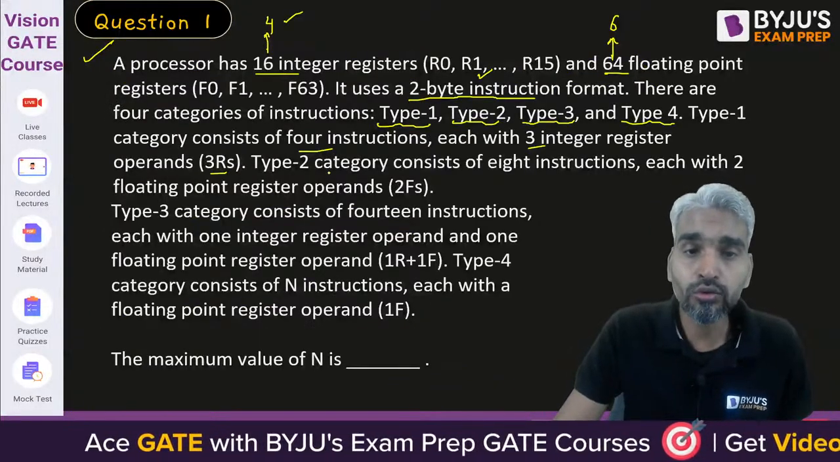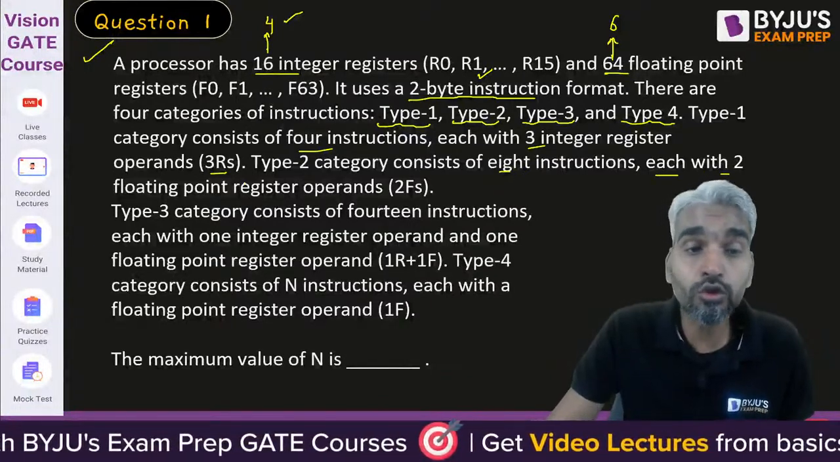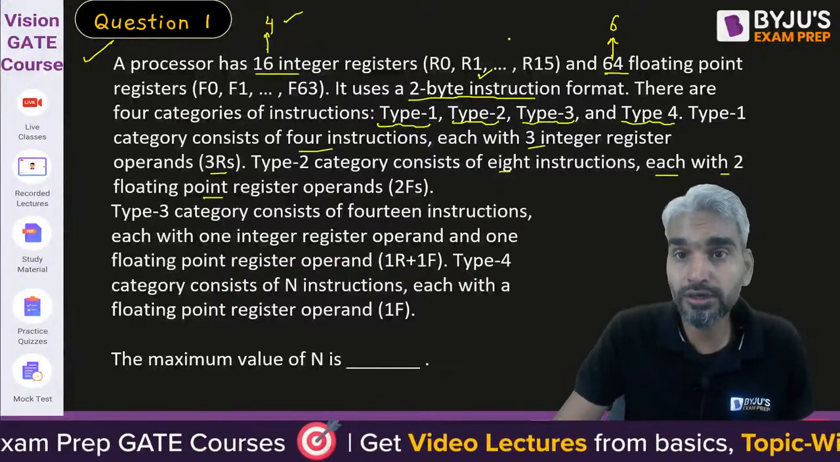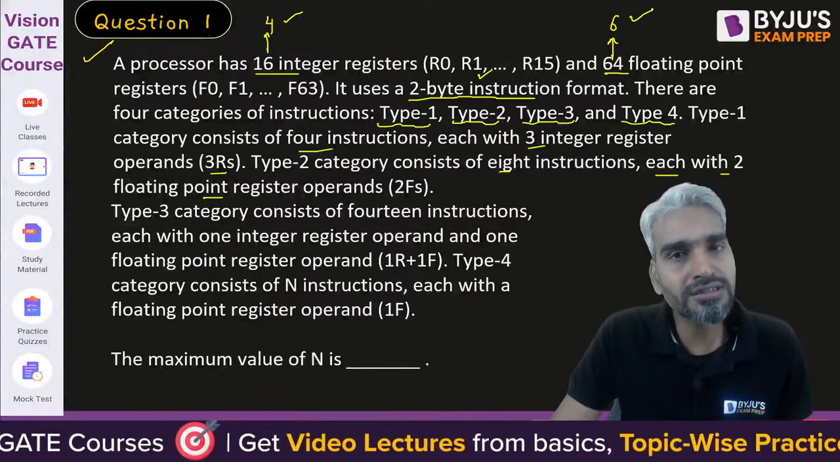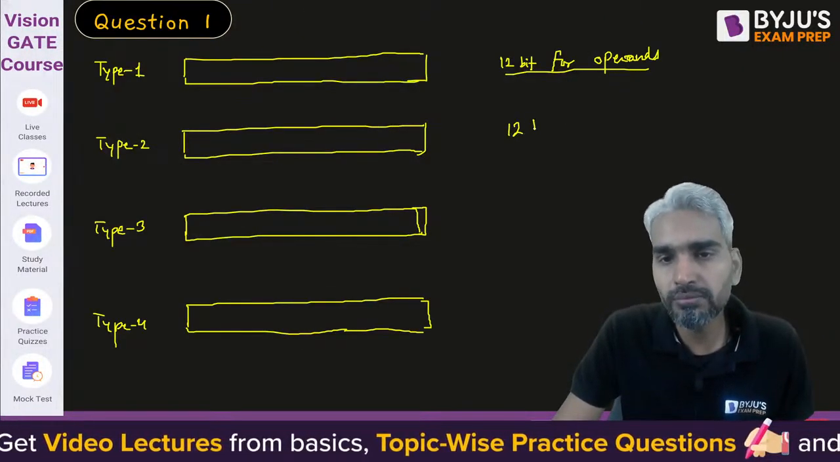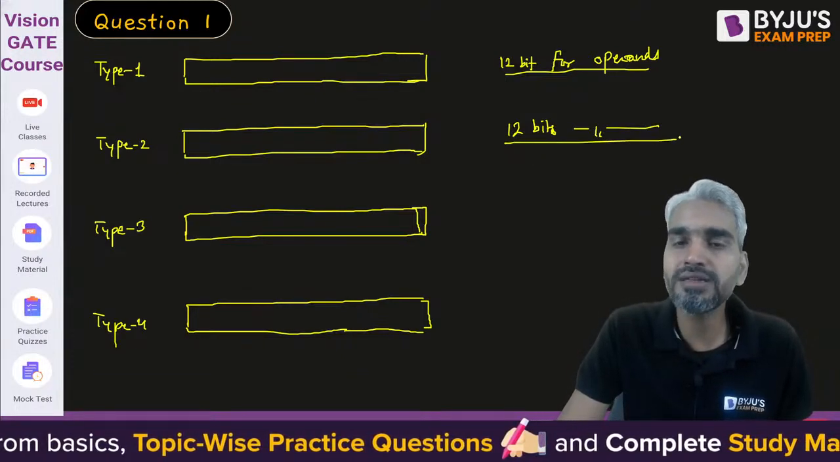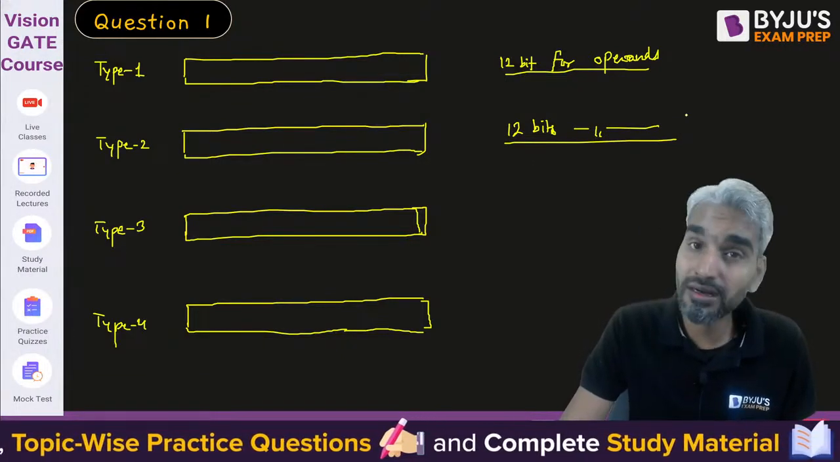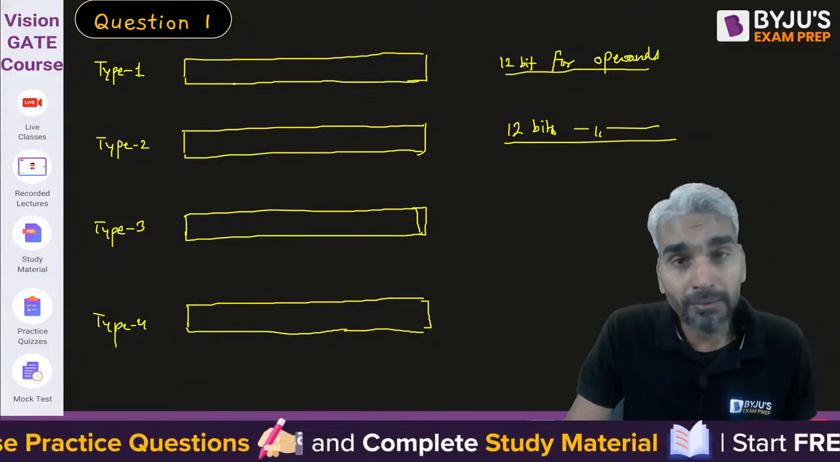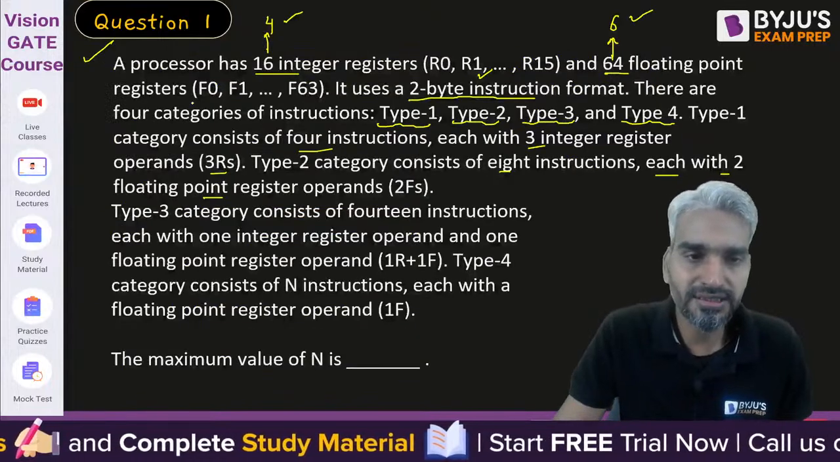The type 2 category consists of whatever the number of instructions, each with 2 floating point registers. Do you understand that each floating point register will require 6 bits? So 2 floating point registers will again require 12 bits. Do you realize that in type 1 and type 2, the number of bits available for the operand will remain the same? So the number of bits available for the opcode will also be the same. Clear? So that's the next thing.